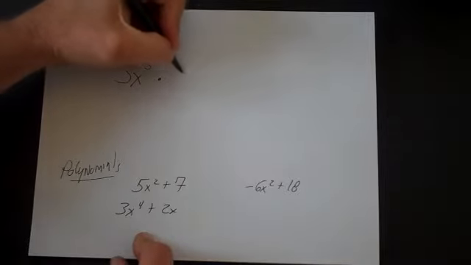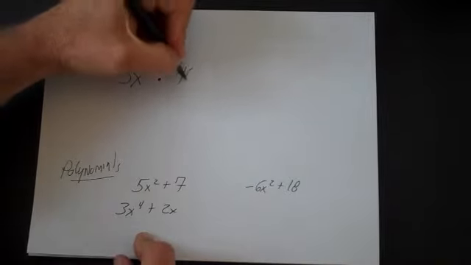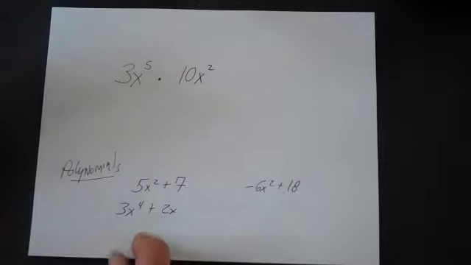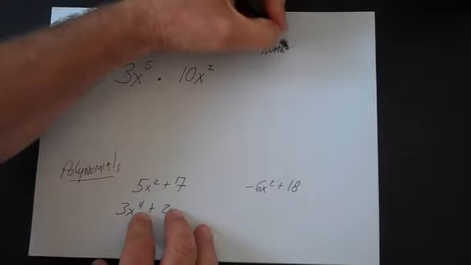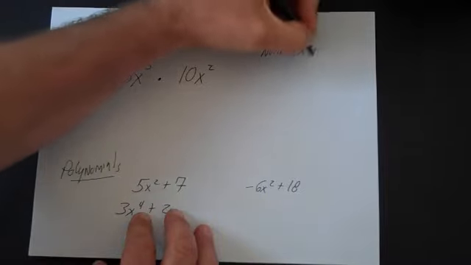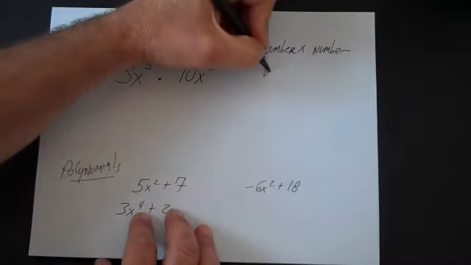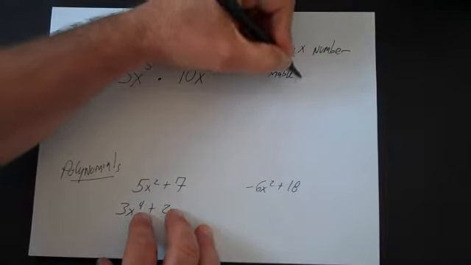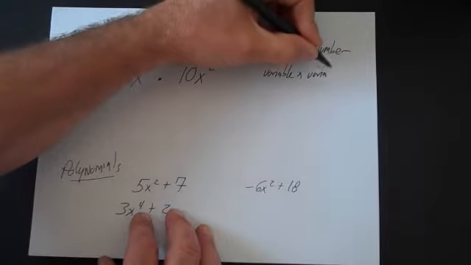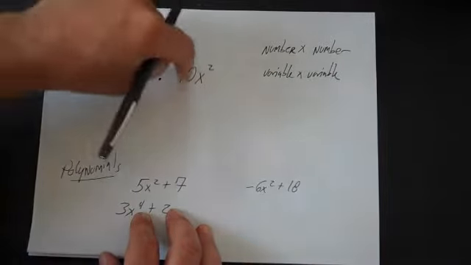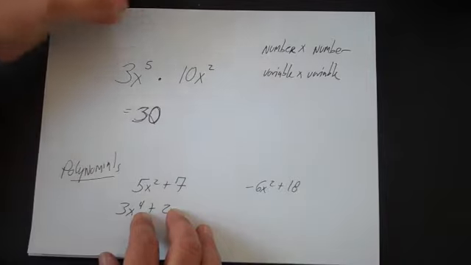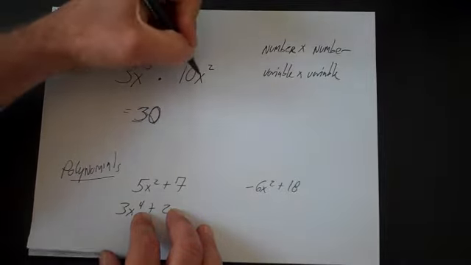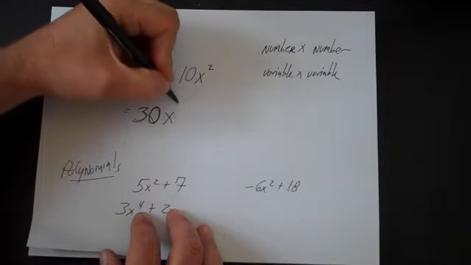If we multiply that times another monomial, for example, 10x squared, the key is you multiply simply the number by the number, and then the variable by the variable. And that's all. That's the rule. So in this case we have 3 times 10. 3 times 10 is 30. And you have x to the fifth times x squared. So x to the fifth times x squared is x to the seventh.